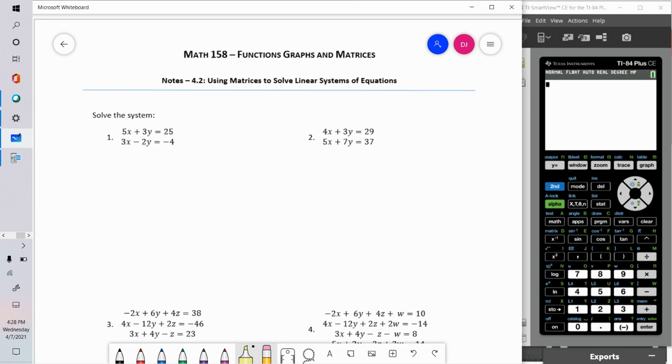Matrices may be something that you're used to, maybe it's something you're not used to. And we'll do a quick review of matrices, at least to the extent that you need to understand them, in order to be able to solve systems of equations using them.